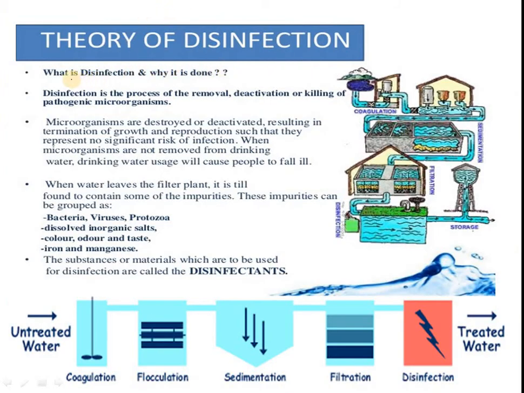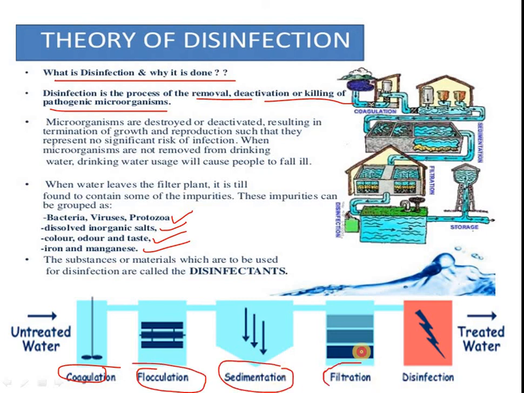And the next one is the theory of disinfection. What is disinfection and why is it done? Disinfection is the process of removal, deactivation, or killing of pathogenic microorganisms. Whatever chemicals or bacteria are present in the water will be removed by the disinfection process, such as bacteria, viruses, protozoa, organic salts, color, odor and taste, and iron and manganese. So this will be done. Untreated water goes through coagulation, then flocculation, sedimentation, filtration, and disinfection, giving treated water.